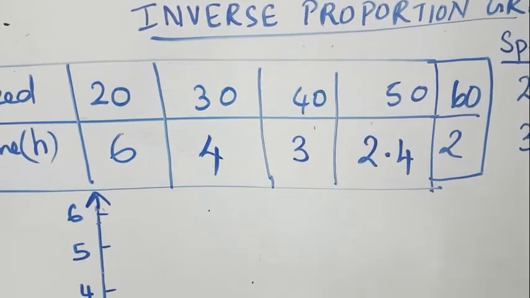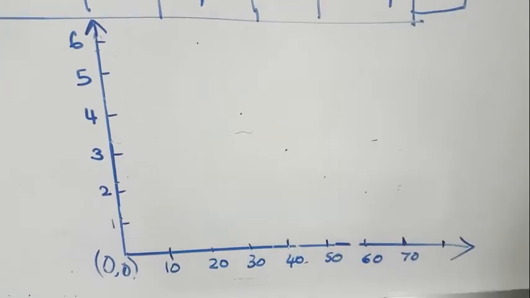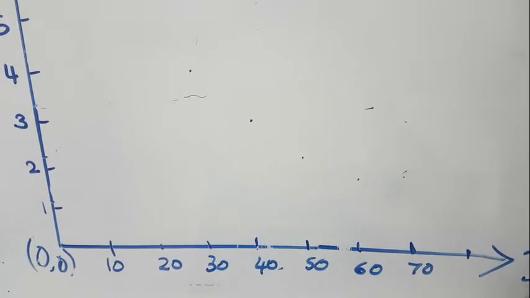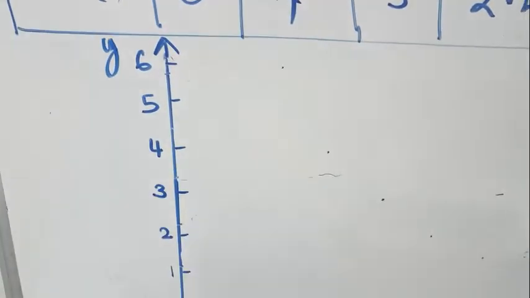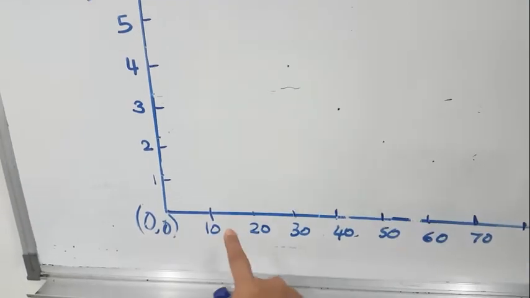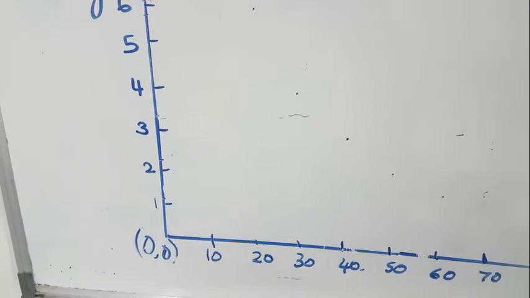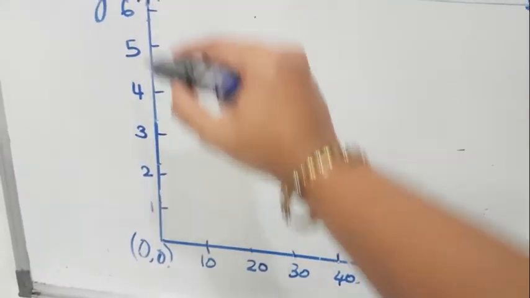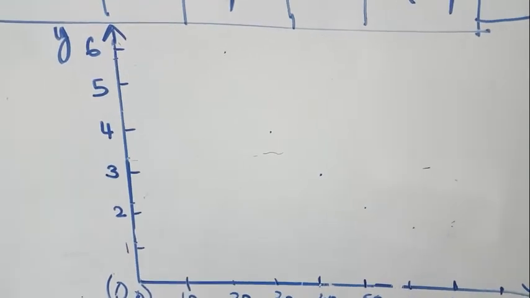So before plotting the graph, take your ruler, sharpen your pencil, then draw in the graph sheet. Draw the x and the y axis. Mark the horizontal axis as x and the vertical axis as y. Now I have taken the speed on the x axis and the time on the y axis. So you need to write it there. Speed in kilometer per hour, time in hours. Now let's start plotting the graph.